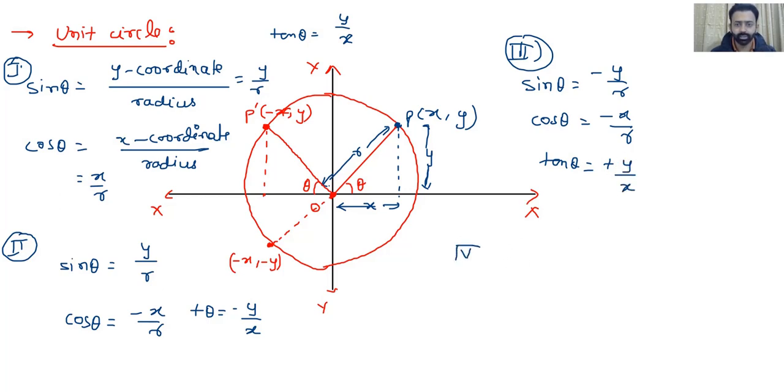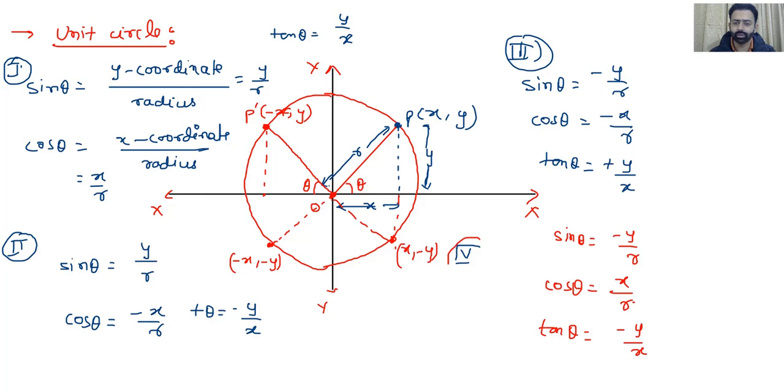And in the fourth quadrant, x will remain positive. Its coordinate will be x comma minus y, because the y coordinate remains negative in the fourth quadrant. So sine theta is minus y by r and cos theta is x over r, and tan theta will again be minus y by x. This is your fourth quadrant case.